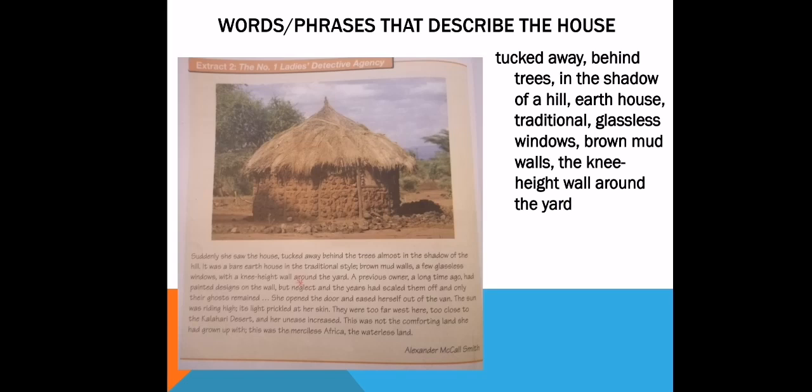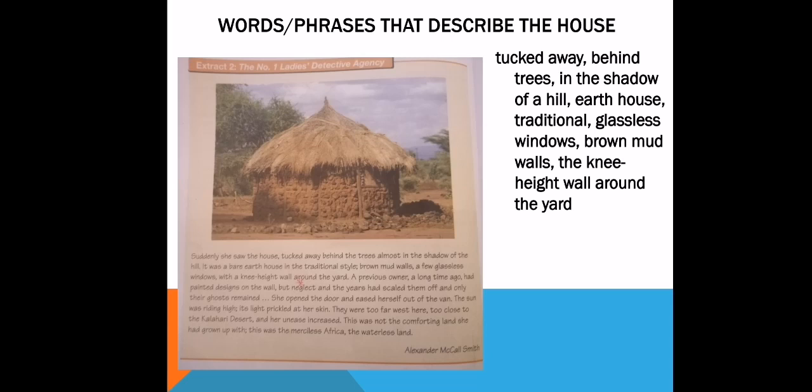All right, so let's go ahead and look at words and phrases that describe the house. First and foremost, if you look at the third and fourth line, it says a previous owner a long time ago had painted designs on the wall, but neglect in the years had scaled them off and only their ghosts remain. What they mean by that is only a faded version of the painting remained on the walls. They had faded over years. Just like if you saw a ghost before on a TV show or a movie, they're usually transparent, a little bit faded away. So same thing with the paintings.